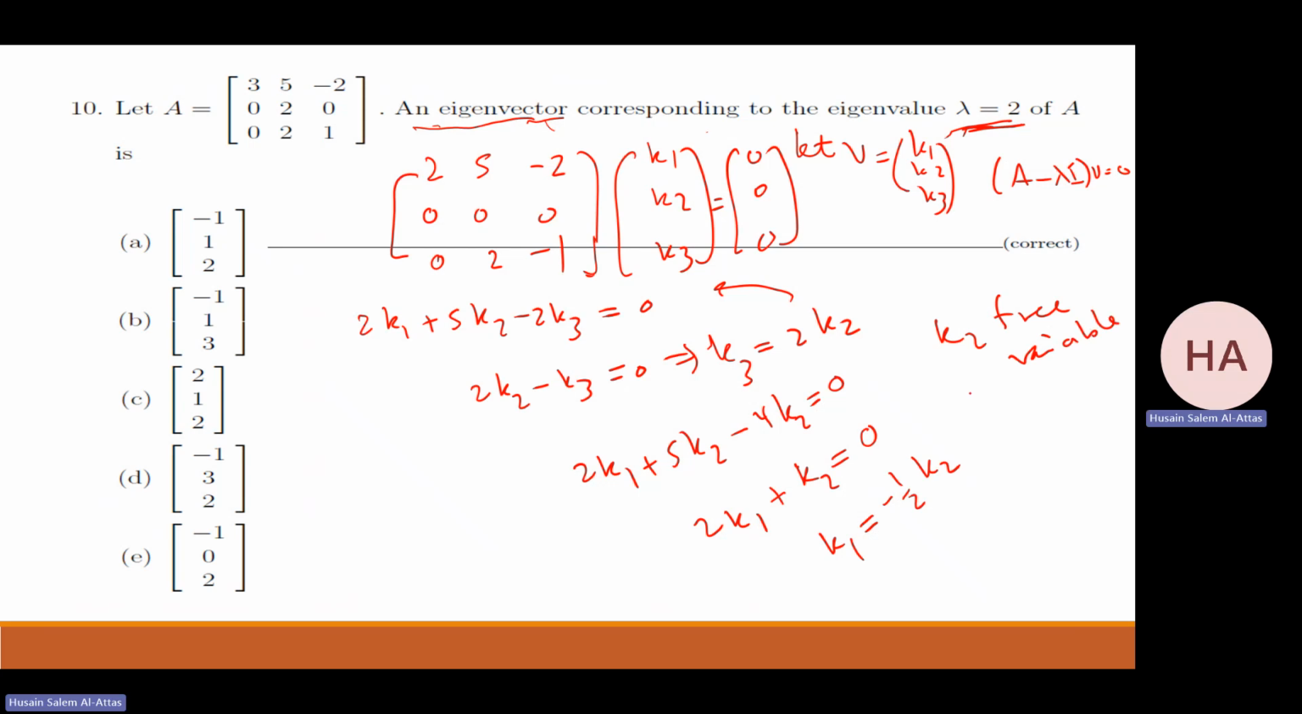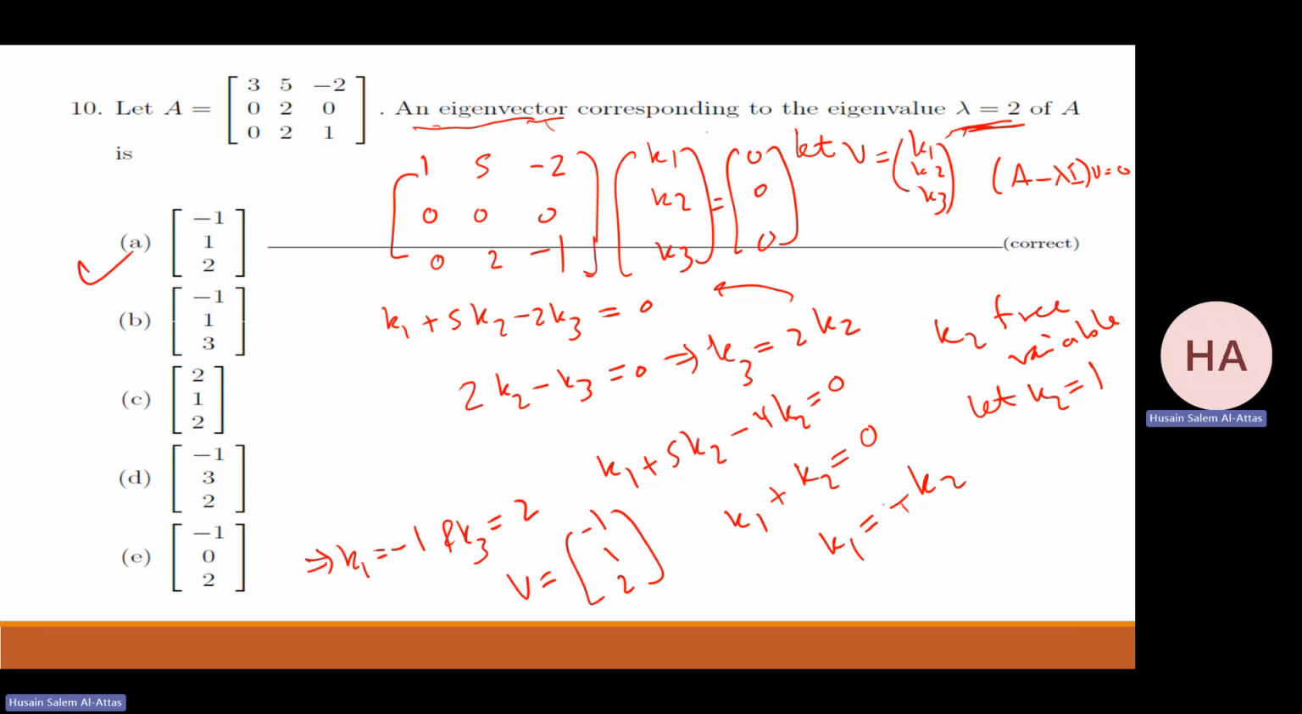So K2 is the free variable, since I write K1 and K3 in terms of K2. Sorry, this is 1: 3 minus 2 is 1. This is 0, this is minus 1. So K1 equals minus K2. Let K2 equal 1. So K1 is minus 1, and K3 is equal to 2. So my V will be minus 1, 1, 2. Easy one, but just be careful about the calculation. I need to subtract 2 from each of these diagonal elements only. So this is 1, not 2.